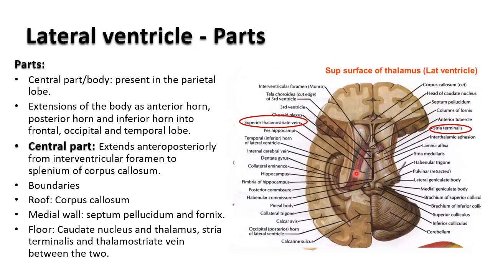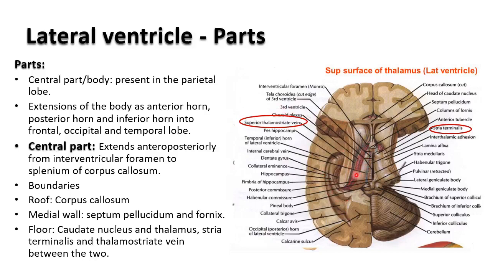What you are able to see here is the floor of the lateral ventricle, the central part. As you can see, it also goes downwards. This is the inferior horn, and that is the posterior horn into the occipital lobe, and the inferior horn into the temporal lobe. So it is a C-shaped cavity, and this plexus is your choroid plexus.